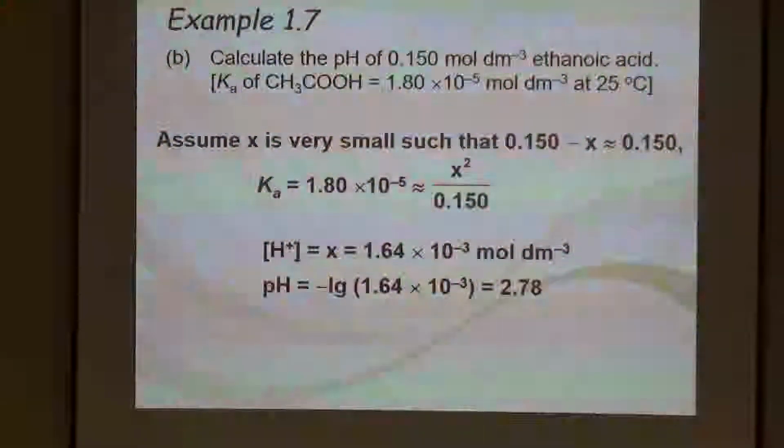Then you take the pH and it will be the negative log of 1.64 times 10 to the power minus 3, so it's 2.78.